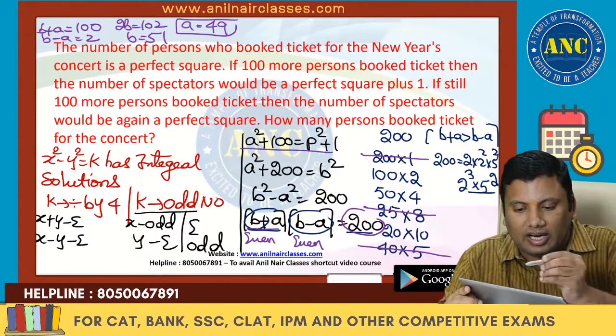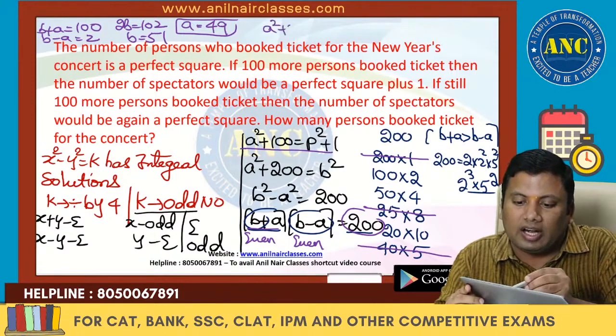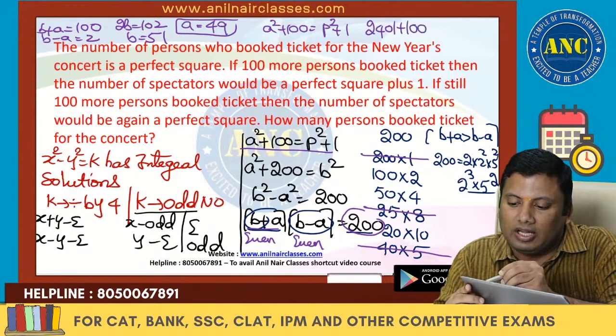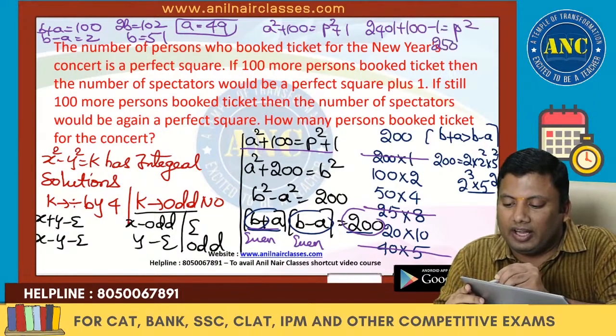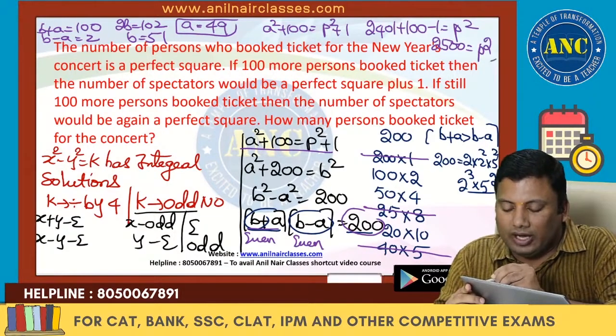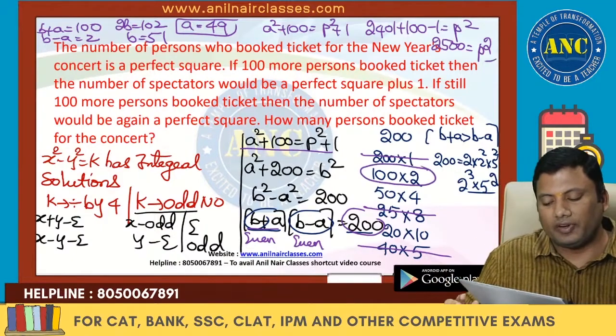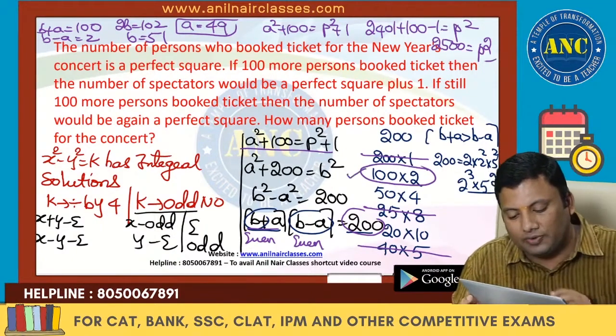What is the first condition? a square plus 100 is a perfect square plus 1. With a as 49, 49 square is 2401, plus 100, minus 1 is p square. 2500 is a perfect square. Definitely this is satisfying. 100 into 2 is satisfying the question.